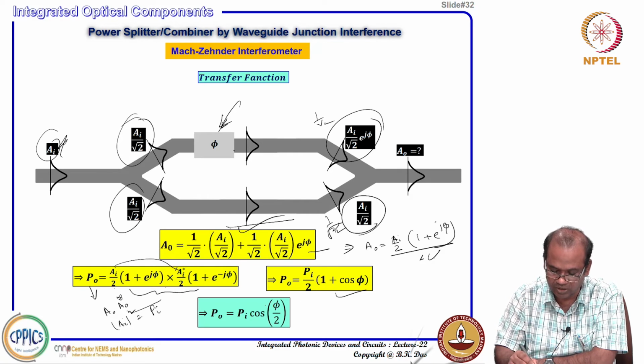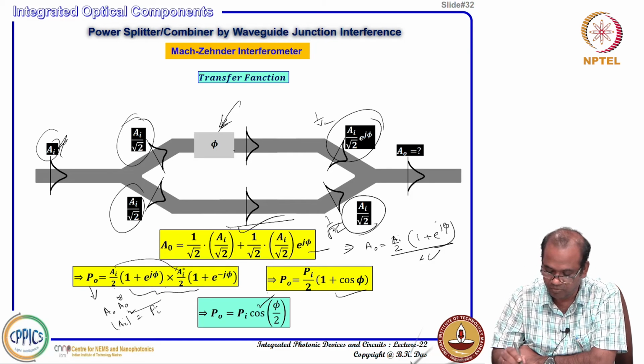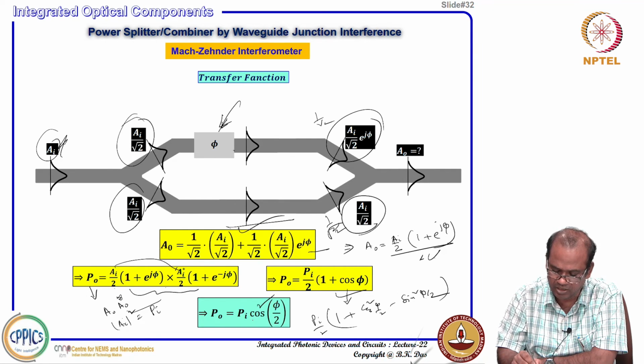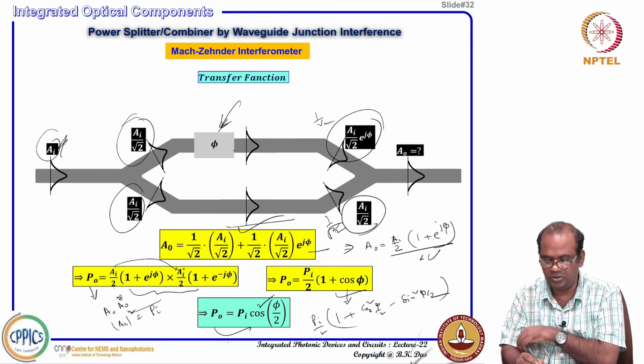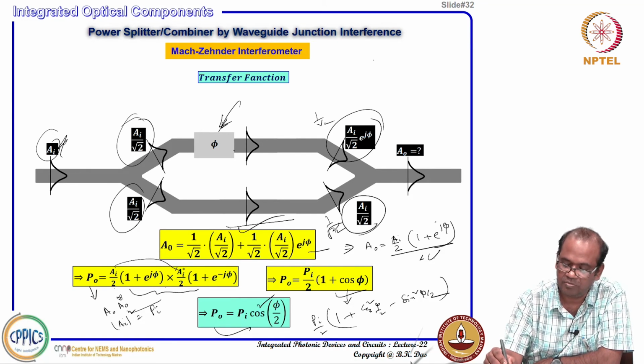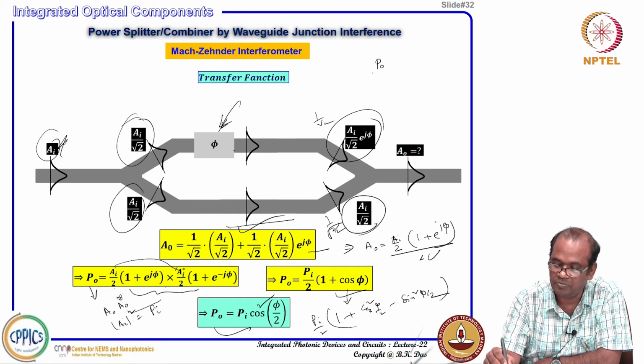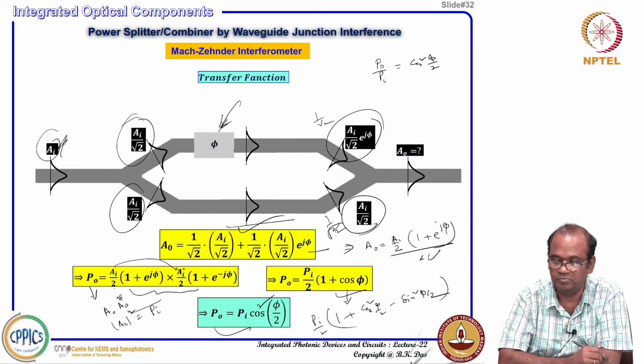So, if you do this, this will be a square, because this can be written as cos square φ/2 minus sin square φ/2, and then 1 is there. Cos φ can be written like this, and 1 minus sin square φ/2 equals 2 cos square φ/2. This 2 will be cancelled, giving P_i cos square φ/2. So, just simply to relate the transfer function, if I find P_o by P_i, the power transfer function, it is nothing but cos square φ/2.